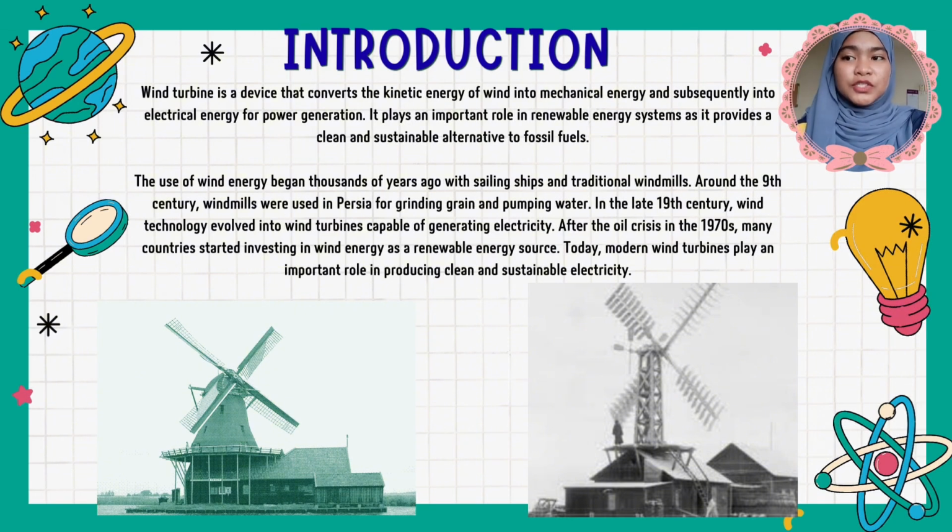Around the 9th century, windmills were used in Persia for grinding grain and pumping water. In the late 19th century, wind technology evolved into wind turbines capable of generating electricity. After the oil crisis in the 1970s, many countries started investing in wind energy as a renewable energy source. Today, modern wind turbines play an important role in producing clean and sustainable electricity.